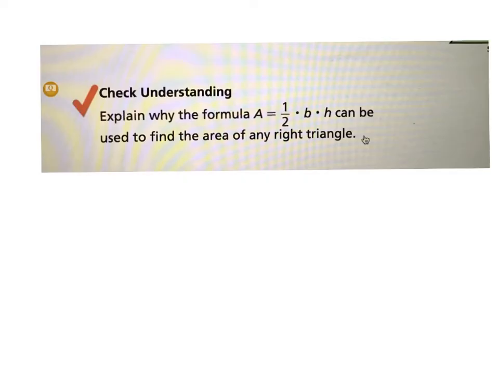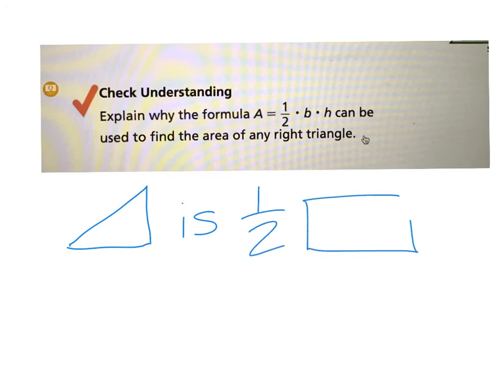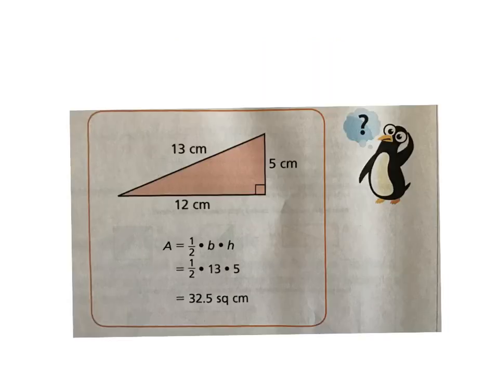Let's check your understanding. Explain why the formula A, area, equals 1/2 times base times height can be used to find the area of any right triangle. If you said half a triangle is half of a rectangle, you are correct. Because this base times this height, if we divide it in half, would equal one of these. So that's a half.